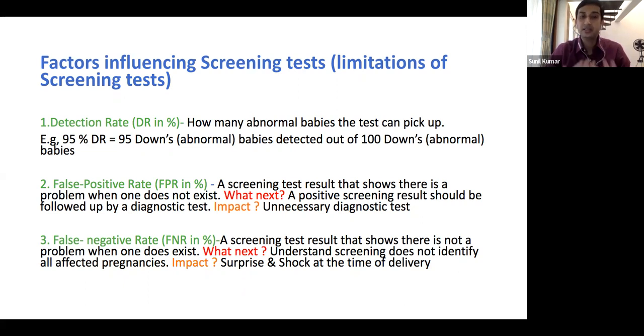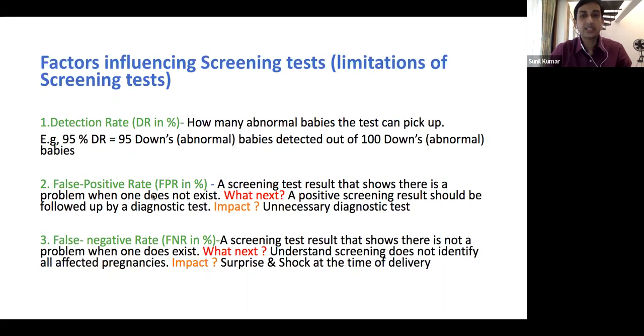There are 100 babies with Down syndrome. If the test has 95% detection, it means it can pick up 95 positive cases out of 100. The next terminology is false positive rate.